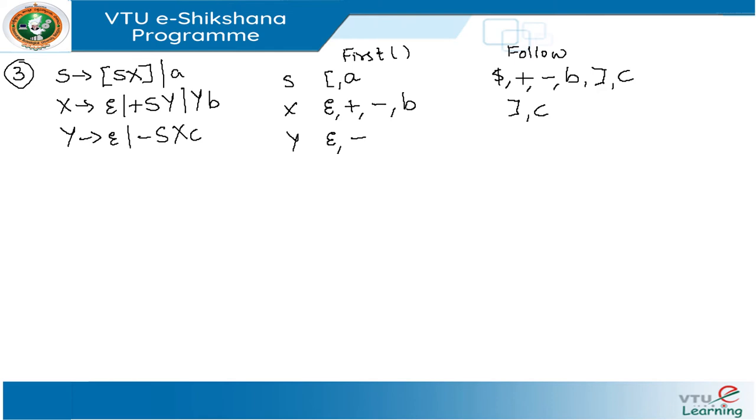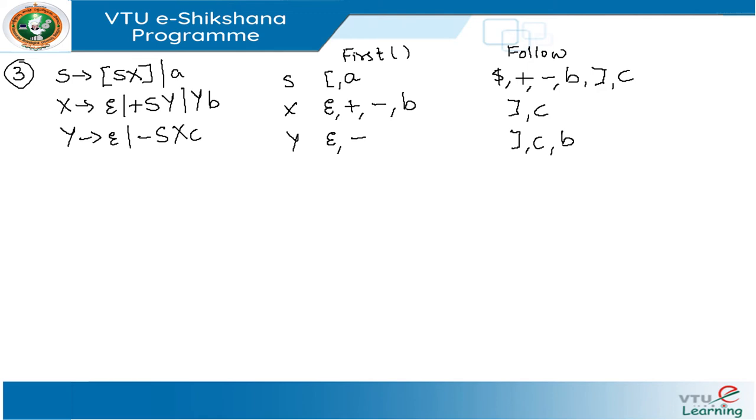Now, considering the non-terminal Y, in the second production we have X derives plus SY. So Y is at the end, hence follow of Y is equal to follow of X. So the closing square bracket and the terminal symbol C are present in follow set of Y. And also if we consider the another alternative of the same production, here the terminal B is following Y, hence that B is also present in the follow set of Y.